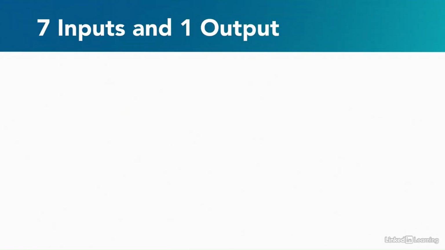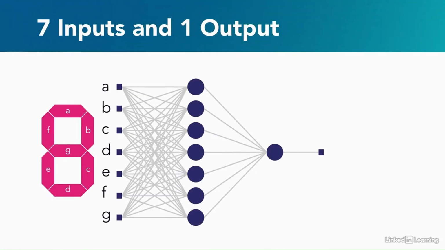My first network has 7 inputs, 1 hidden layer with 7 neurons, and 1 output. In fact, all 3 designs have just 1 hidden layer with 7 neurons. My thinking was to allow each segment to affect 1 neuron exclusively if needed.